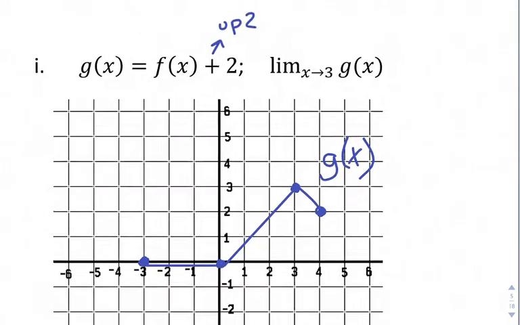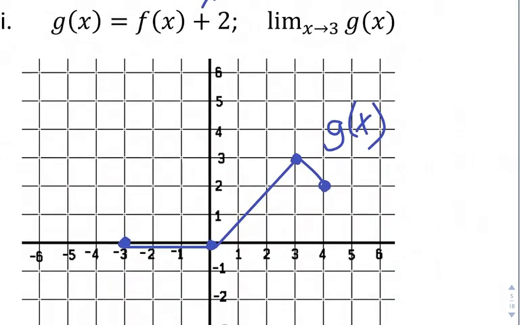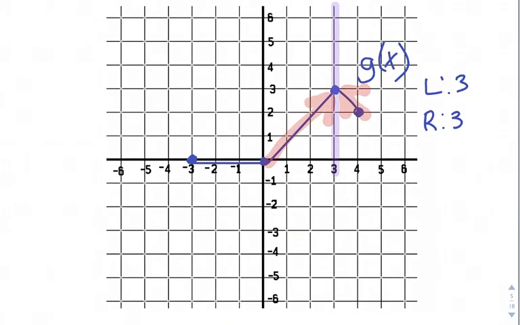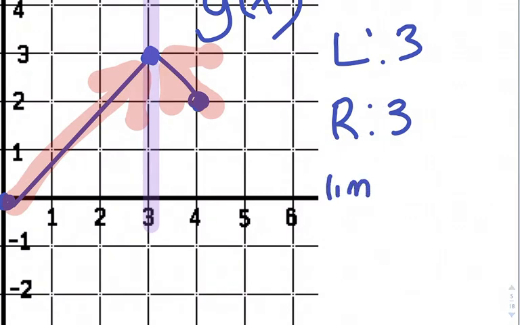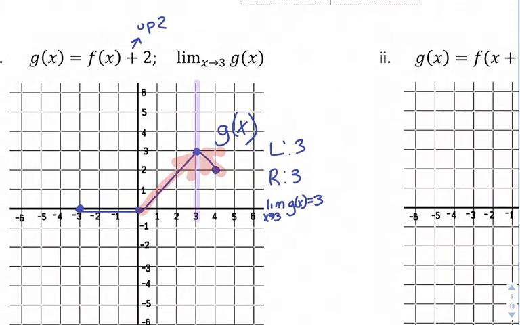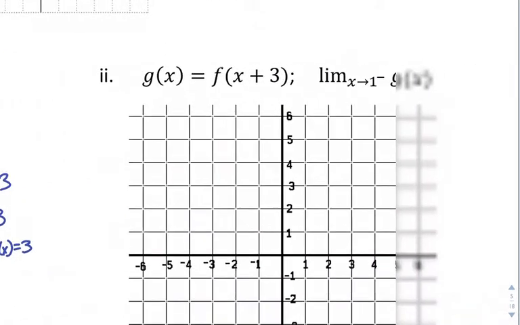So now I got to find the limit as x approaches 3. So here's the x value 3. I have to see what it's doing on the right hand side and the left hand side. So as I'm coming up to 3 here, I notice my y value gets closer and closer to 3. As I'm coming up to 3 from the right hand side, it's getting closer and closer to 3 as well. So since my left and right are equal, what I say is my limit as x approaches 3 of g of x equals 3. So if you want, I want you to pause this video and then try the next one, and then I'll show you the answer.